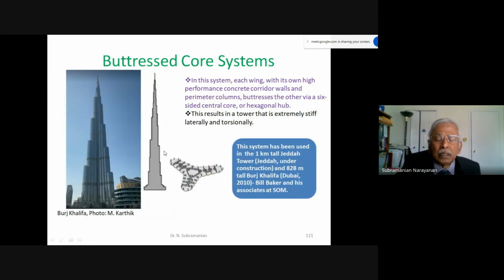So, this is the shape of the tower of the world's current tallest building, Burj Khalifa. In this system, each wing with its own high-performance concrete corridor walls and perimeter column buttresses the others via a six-sided central core or hexagonal hub. This results in a tower that is extremely stiff laterally and torsionally. Of course, this kind of system is also used in the 1 kilometer tall Jeddah Tower, which is under construction.